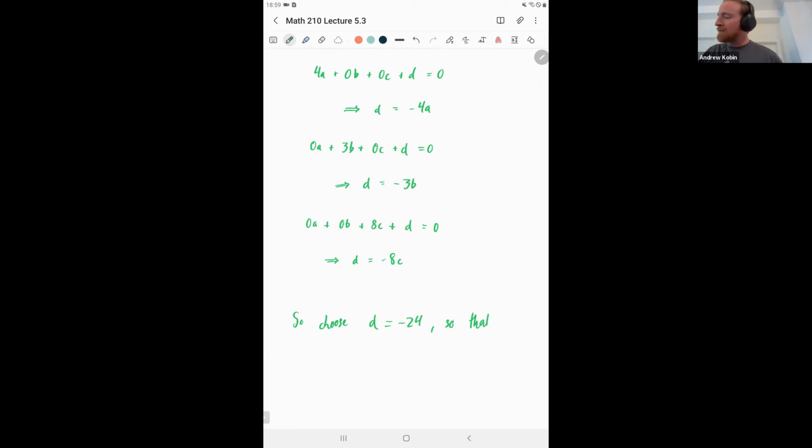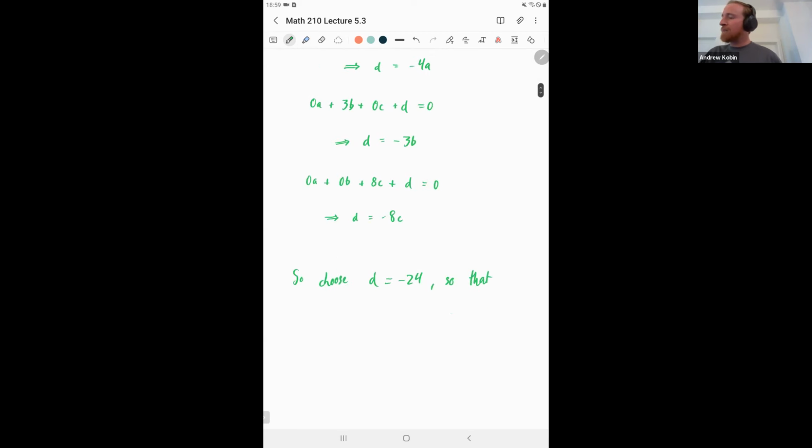And in that case, let's write out what a, b, and c have to be. If d is negative 24 and d is supposed to be negative 4 times a, then a is going to be 6, b is going to be 8, and c is going to be 3. And you can double check that my equations are satisfied.